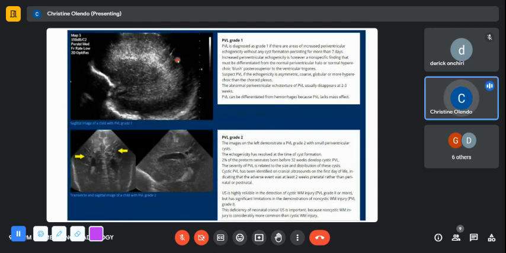Here we have grade 1. And we're seeing there's an increased periventricular echogenicity. We are not seeing cysts within the white matter this time, so that's why we're saying grade 1, and it is done more than 7 days. So that fits into grade 1. And here it has a bit of a coarse echo texture.